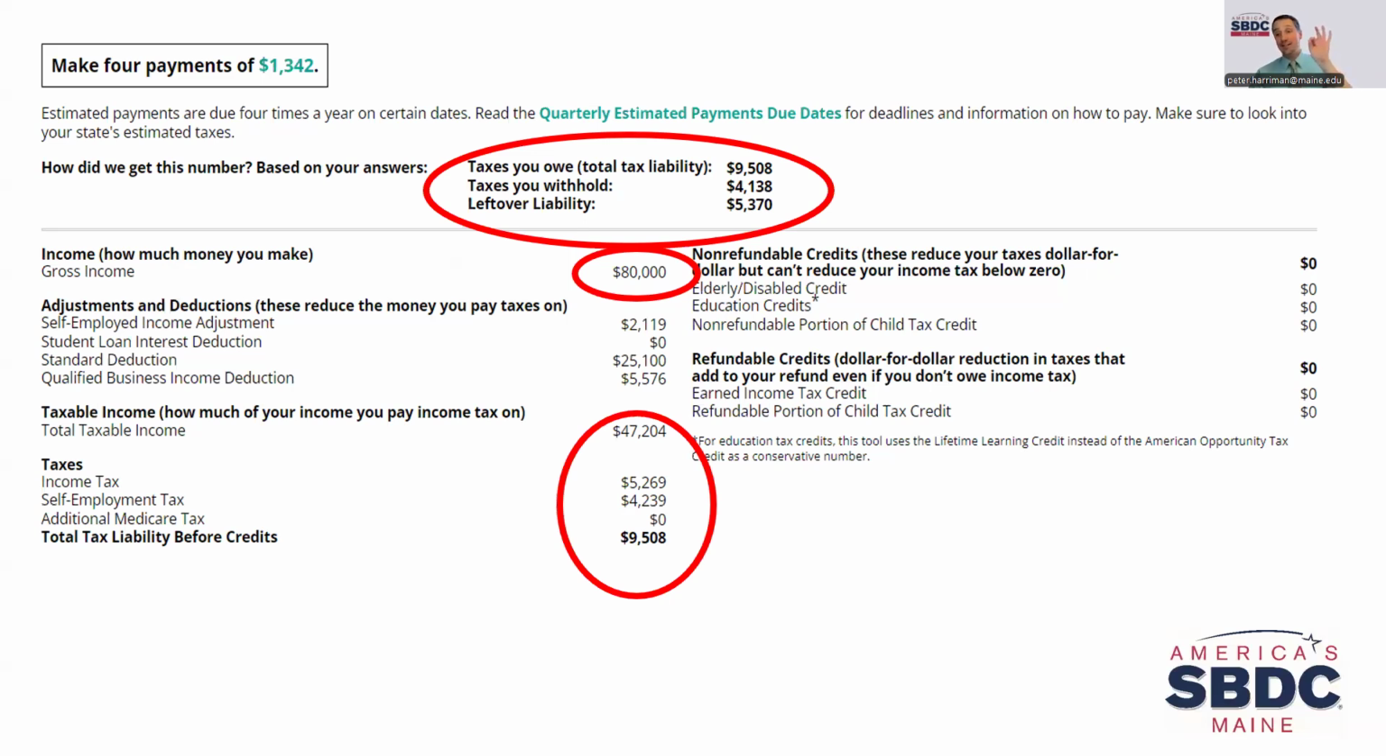It estimates that that employee is going to withhold 4,138. So the leftover liability of 5,370, you can make four payments of 1,342 and you're good. So this website, once you enter everything in, it's going to be able to pop out what it thinks your four payments should be. So as I said, it's kind of like a little cheat that I like to think about.